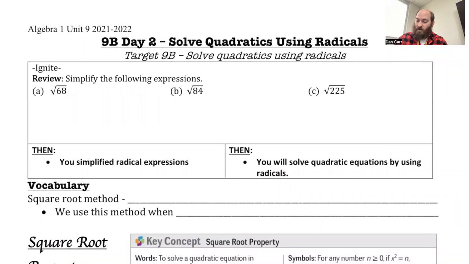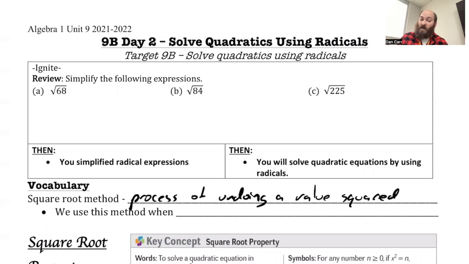This is our process of undoing a value squared. We use this method when the quadratic looks like x squared, or x plus something squared, or plus or minus something squared. What I mean by that is it's just an x squared, or the x plus something in parentheses squared.